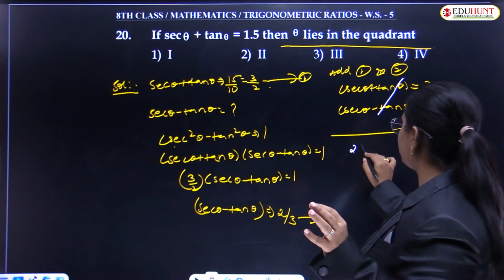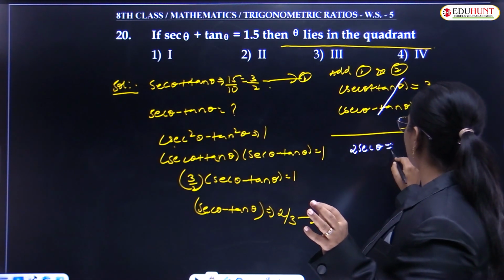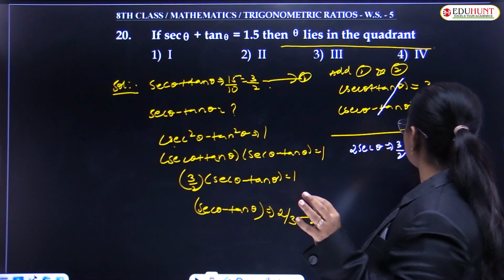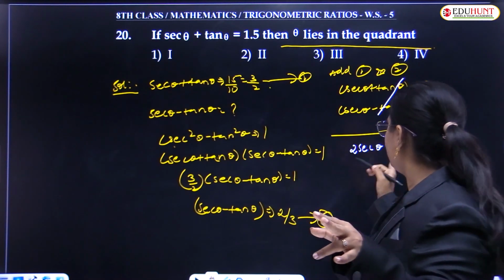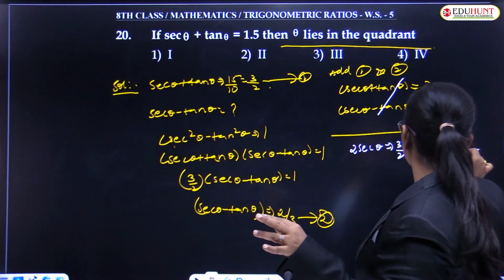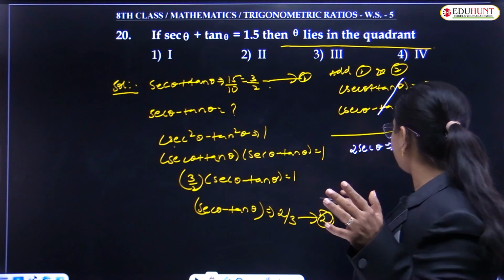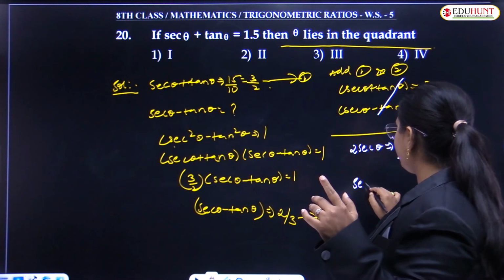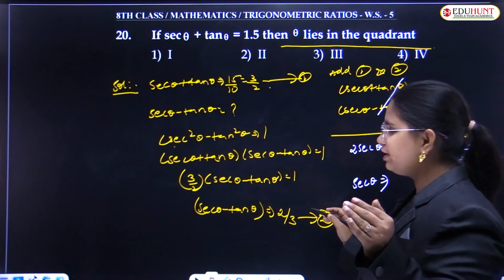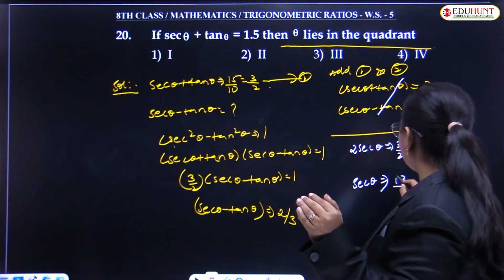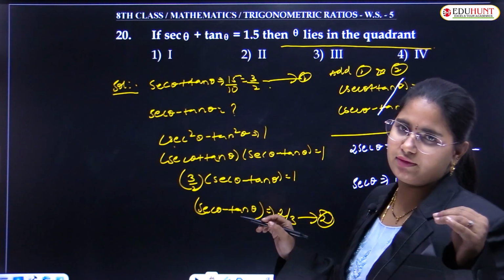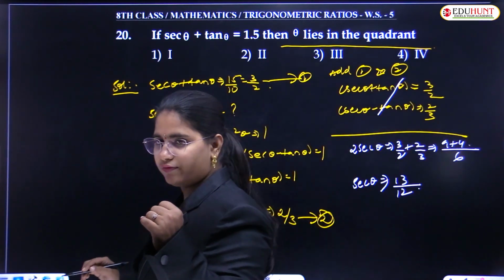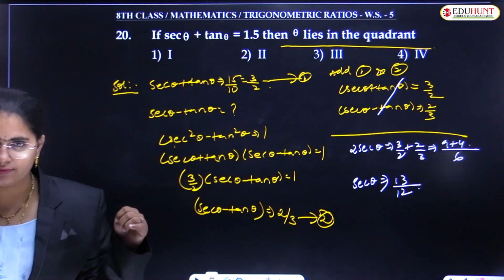So we are left with 2 secant theta is equal to 3 by 2 plus 2 by 3, and the LCM of 3 and 2 is 6. 3 threes are 9 plus 4. So what is this? 13 upon 6. If I want the value of secant theta, 13 by 2 times 6 is 12. Just have a glance of it.